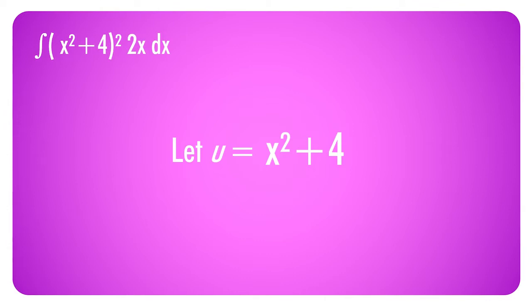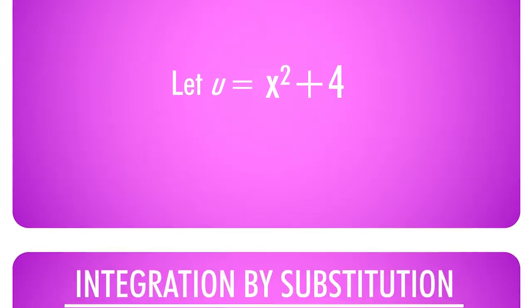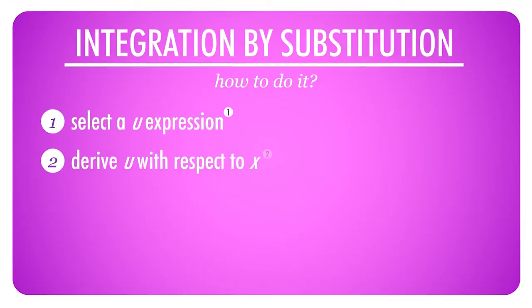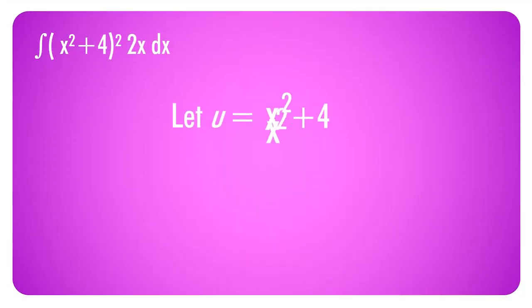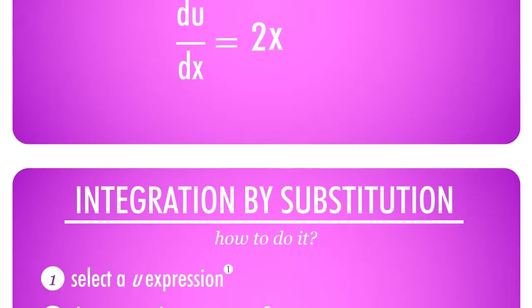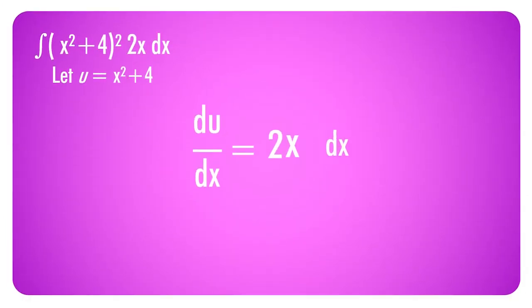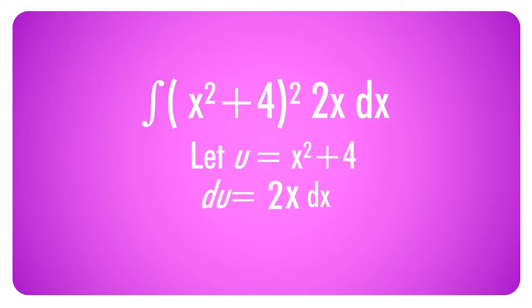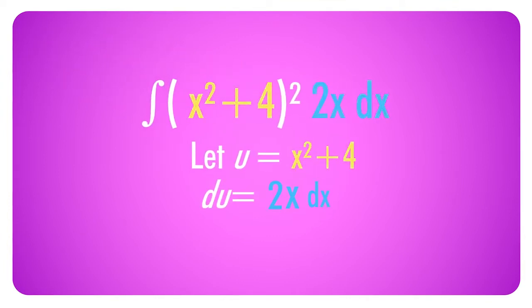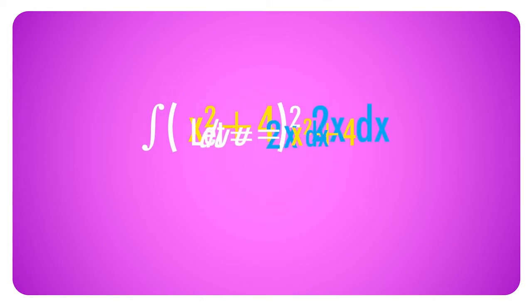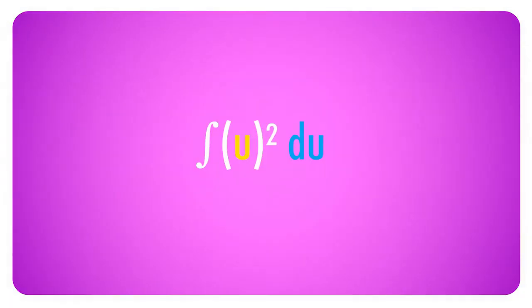Setting that as our u, we proceed to the next step, which is looking for the differential, which means the derivative of u with respect to x, which is du is equal to 2x dx. Now we're ready to substitute everything completely in terms of u and du. Remember that u is in place of x squared plus 4 and du is a substitute for 2x dx. Plugging in u and du, we get the integral of u squared multiplied by du.